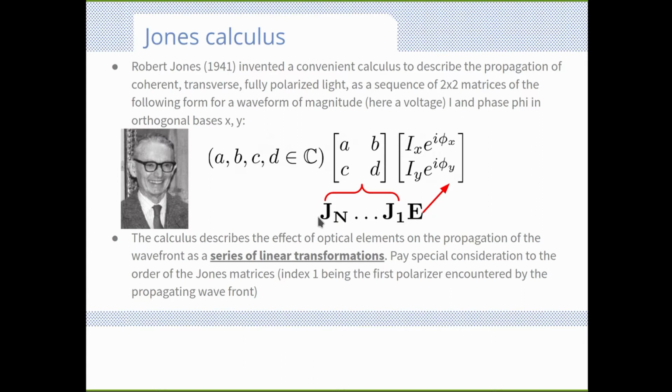Okay. This whole formalism is thanks to a guy called Robert Jones, who was a US-based mathematician. He worked for Bell Laboratories in his very early days, and later on the Polaroid company. So he invented this calculus to describe such linear effects on the propagating complex signal way back in 1941. So all of this is really thanks to him.